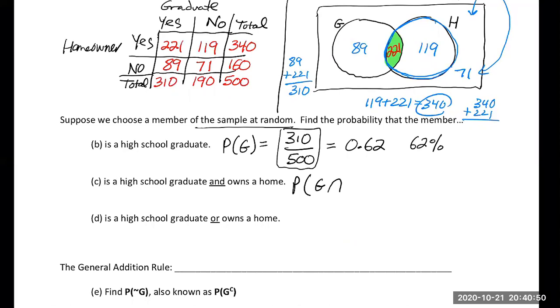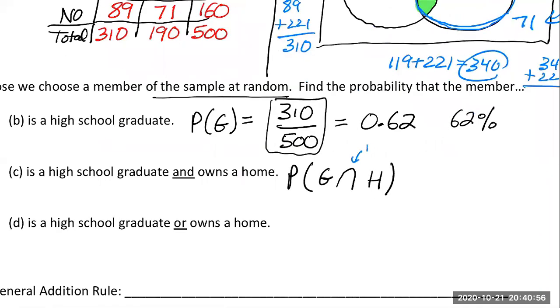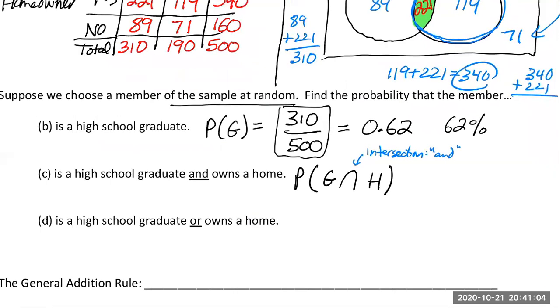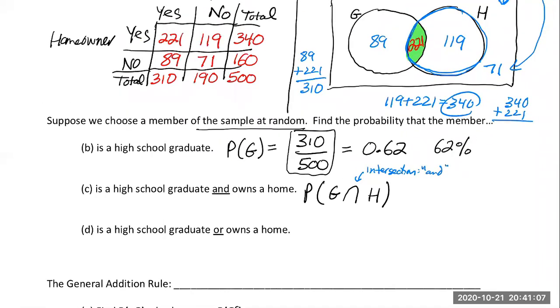The notation for and is an upside down intersection symbol. This is called intersection, and it means and. So the overlap. So using the two-way table, the overlap that they are both would be 221 over the total of 500. Now, literally, this intersection is right in here on the Venn diagram where the two circles overlap. That's kind of convenient, where they intersect.